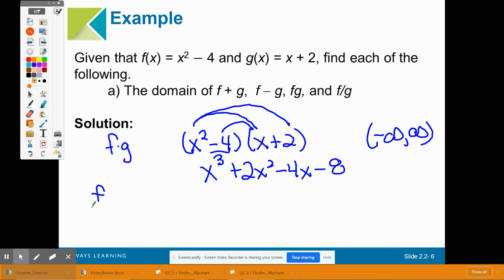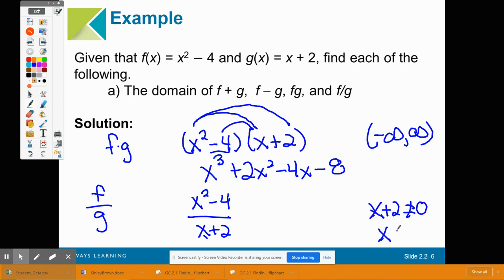But what about F over G? F over G will be x squared minus 4 over x plus 2. Now, all of a sudden, we do have a risk. Look down here. x plus 2 cannot equal 0. That means x cannot equal negative 2.